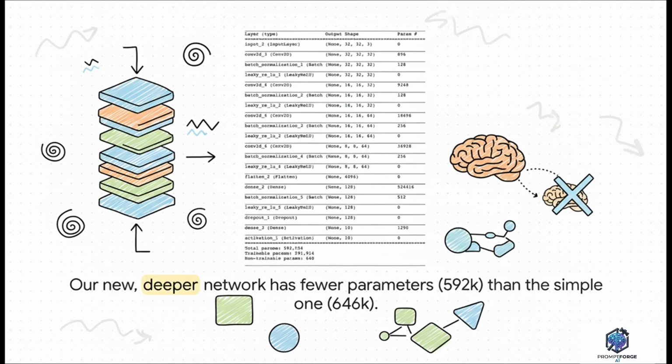It's about 592,000. Now remember our first simple model? That one had over 646,000. So get this, by using smarter components, we've built a more powerful network that is actually smaller and more efficient. That is just fantastic engineering.